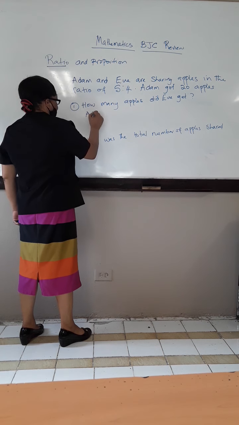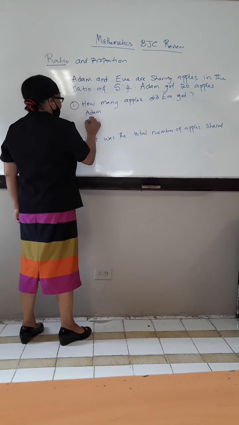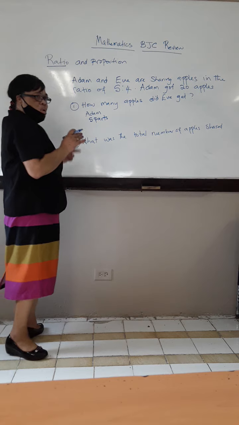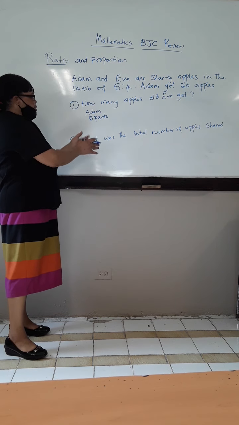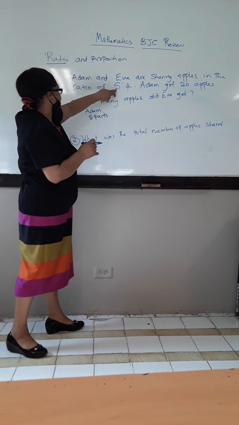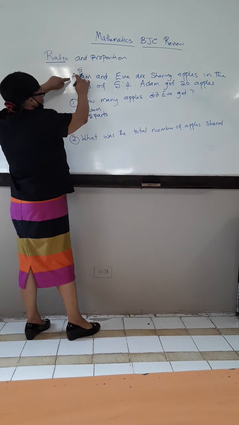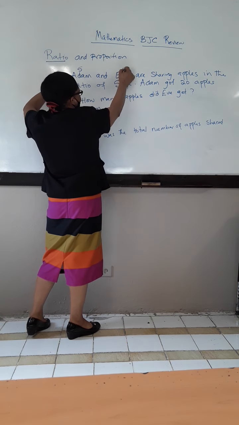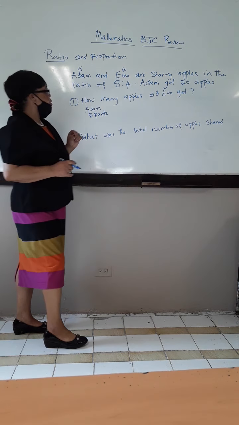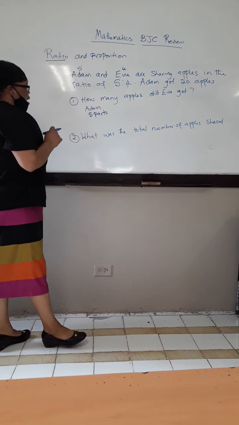So Adam got how many parts? Adam got 5 parts, right? If we go back to ratio, we were looking at Adam and Eve, and we know that the number here, the first name, first part, is the number of parts. Adam 5, Eve 4. Okay? So Adam got 5 parts. Eve's part is 4. I'm trying to find out how many apples Eve got.